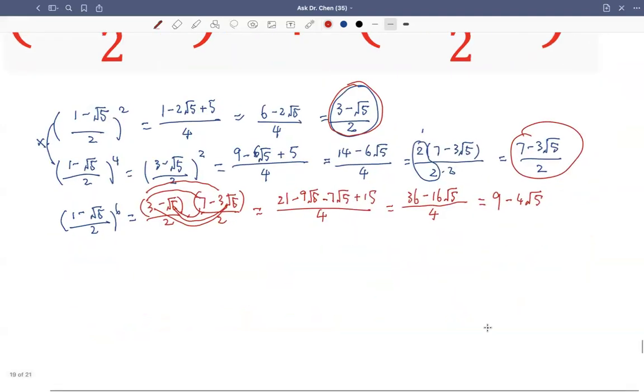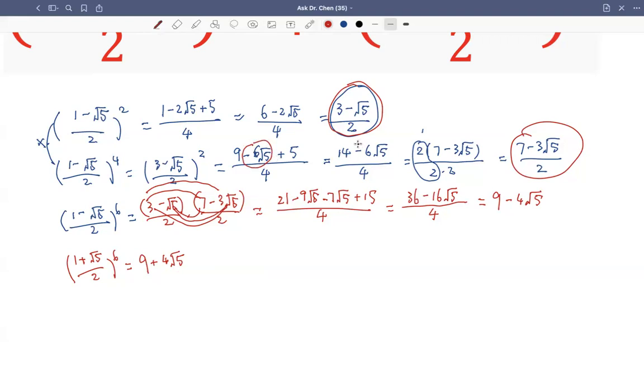Okay. So similar idea, we can do its conjugate, 1 plus radical 5 divided by 2 raised by 6. Only the middle term will be different, right? That will be 9 plus 4 radical 5, because you go through every step. The only difference, those two conjugates only differ in middle terms. Let's see, this one will be positive, this one will be positive, this one will be positive, this one will be positive, same thing, this will be positive. Right? In the end, they only differ in this term, the middle term.